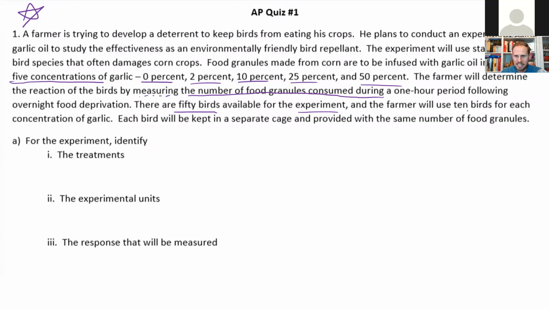The farmer will use 10 birds for each concentration of garlic. Each bird will be kept in a separate cage and provided with the same number of food granules. So for the experiment, identify the treatments, the experimental units, the response that was measured. So the treatments are the 5 concentrations of garlic.